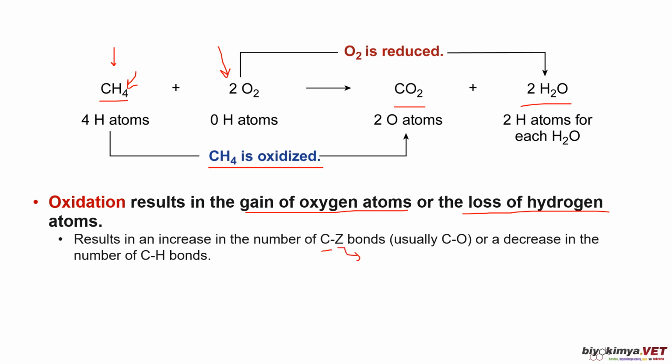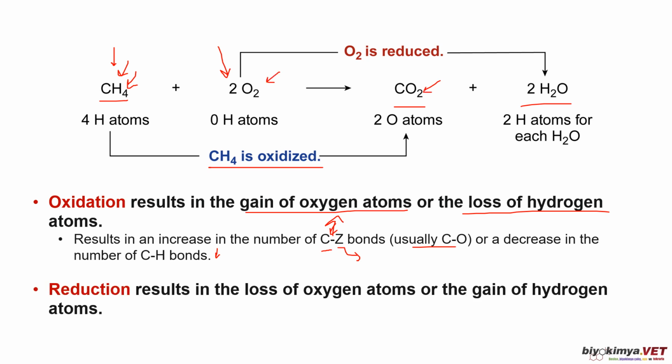Z, which refers to an electronegative atom such as oxygen, and it's usually oxygen, or a decrease in the number of carbon hydrogen bonds. So an increase in the number of carbon oxygen bonds and a decrease in the carbon hydrogen bonds, as seen here. So losing hydrogen, gaining oxygen.